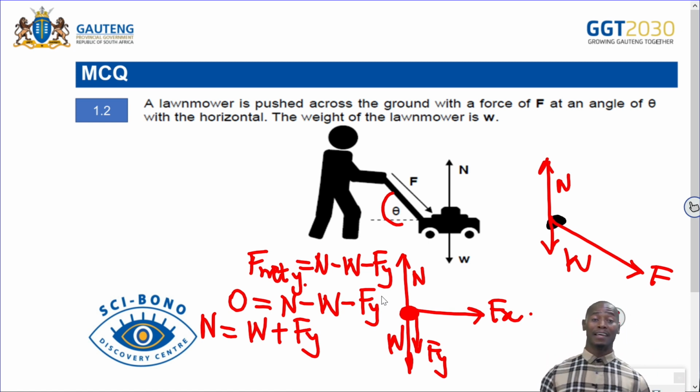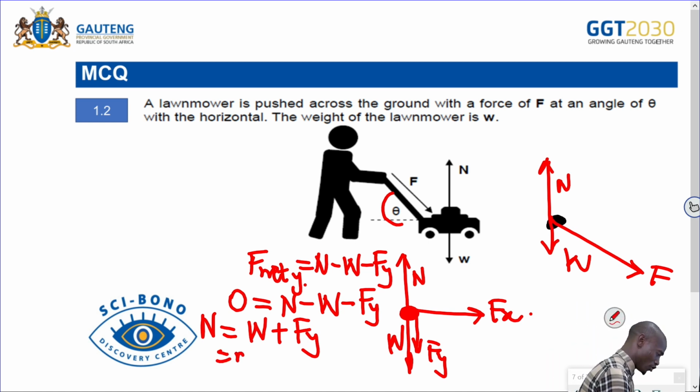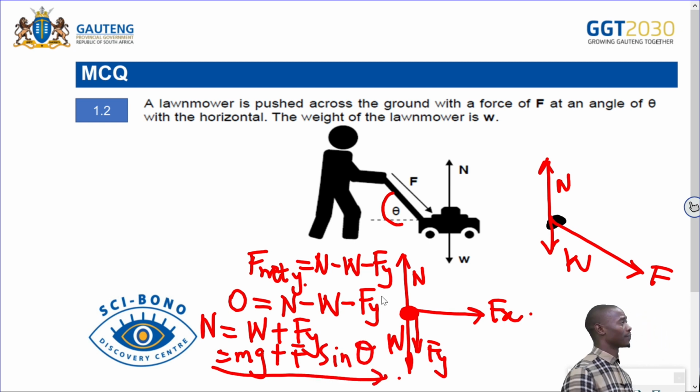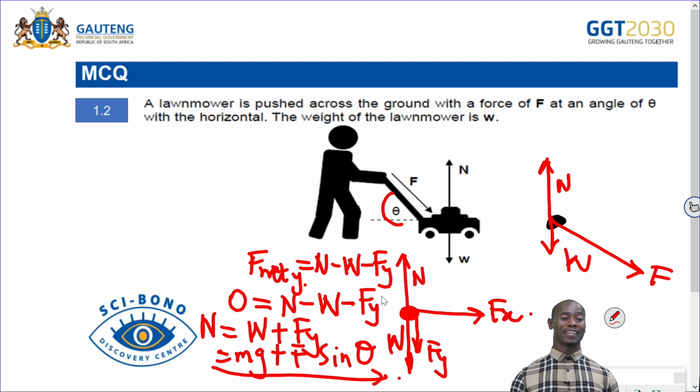Same with the vertical component. So this will be mg, this is how we calculate weight, plus Fy. How do we calculate Fy? It is given by F sine theta. So this is what we are expecting here. So it's weight plus Fy, which is the same as mg plus F sine theta.